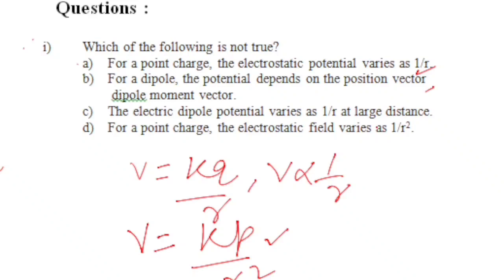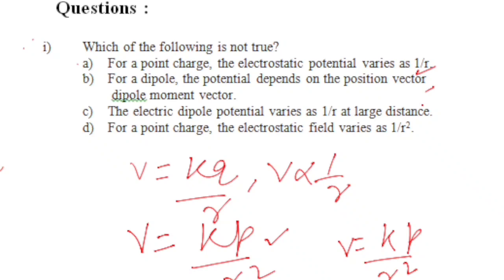At larger distance, what is the value of electrostatic potential? V equal to Kp by r square. So V is inversely proportional to 1 by r square. Here it is given the electric dipole potential varies as 1 by r at larger distance. So I think this statement is wrong. Okay, let us check it.